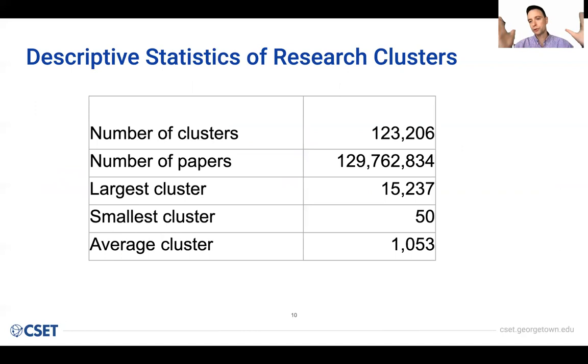Okay, next I want to show you descriptive statistics of our clusters. We have 123,000 clusters. The number of papers assigned to these clusters is 130 million. The largest cluster has 15,000 papers. The smallest has just 50. And on average, a cluster has 1,000 papers.